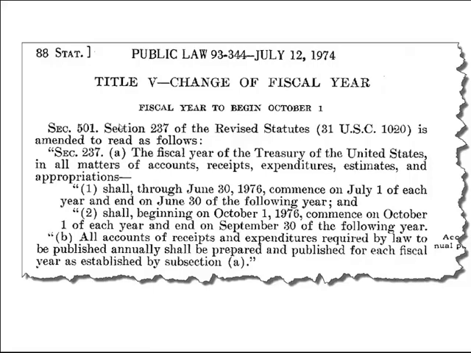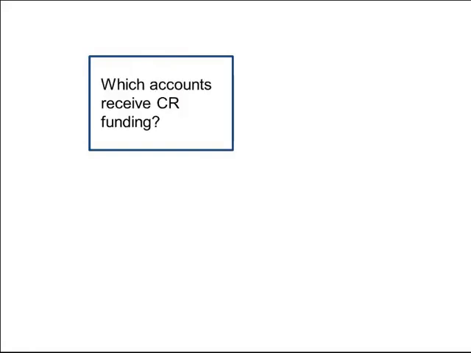Let's take a look at the component parts that make up a continuing resolution. There are 5 basic components. First, we'll go over them quickly, and then we'll spend a bit of time on each. First of all, you need to know the coverage of the CR. That is, which accounts receive funding.